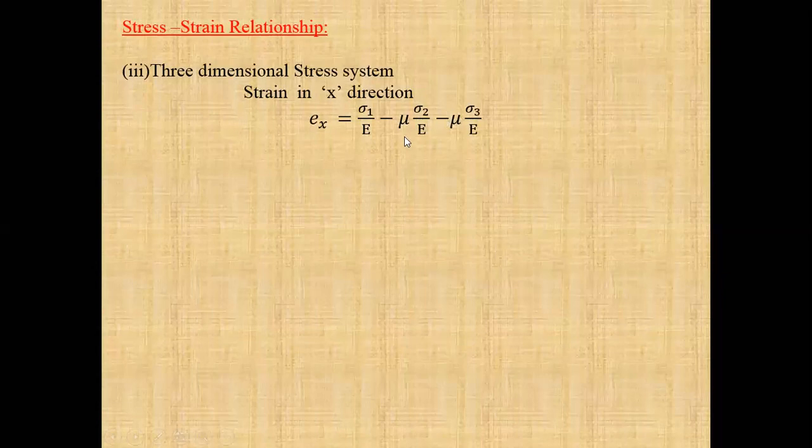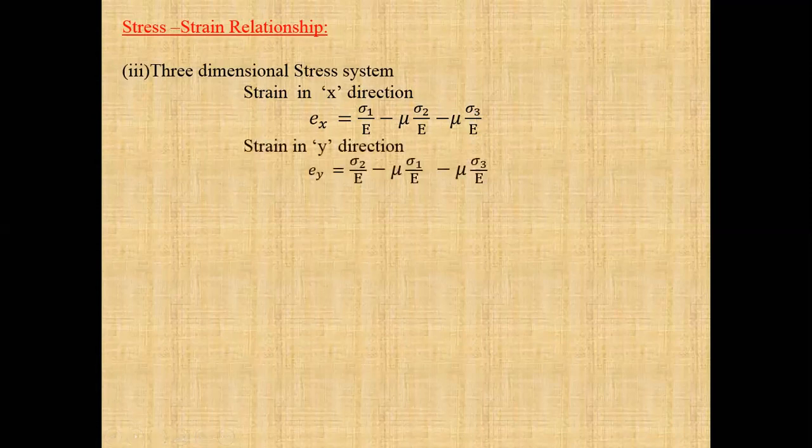So due to sigma 2, this is the lateral strain which would act in the x direction, and due to sigma 3, this would be the lateral strain which would be acting in the x direction. This would be positive due to the stress in its own direction. Due to the stresses in the other directions, a lateral strain occurs in the x direction, so that would take a negative sign. So overall strain in x direction would be this much due to all three, sigma 1, sigma 2, sigma 3.